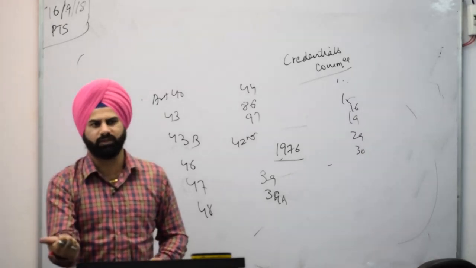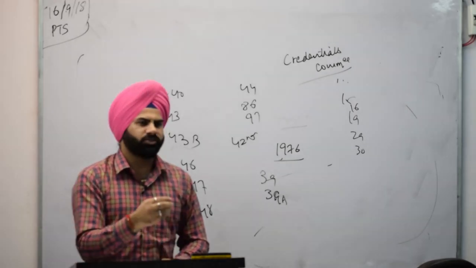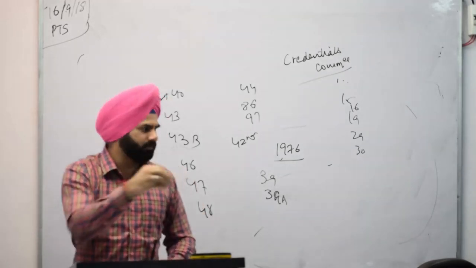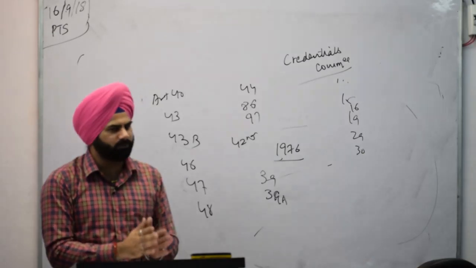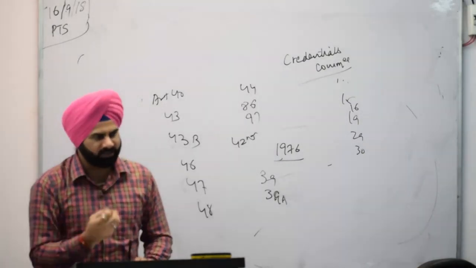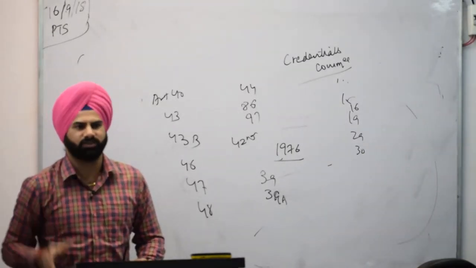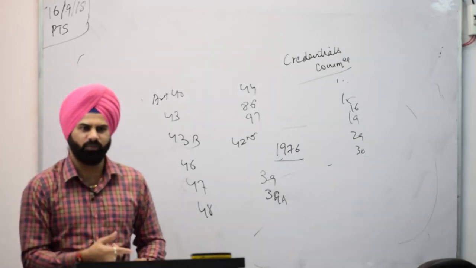What does administrative mean? State administrative tribunals, central administrative tribunals, these are the bodies which have been set up by the administration and these bodies have been given quasi judicial function. Understood? Should I repeat? 46b.